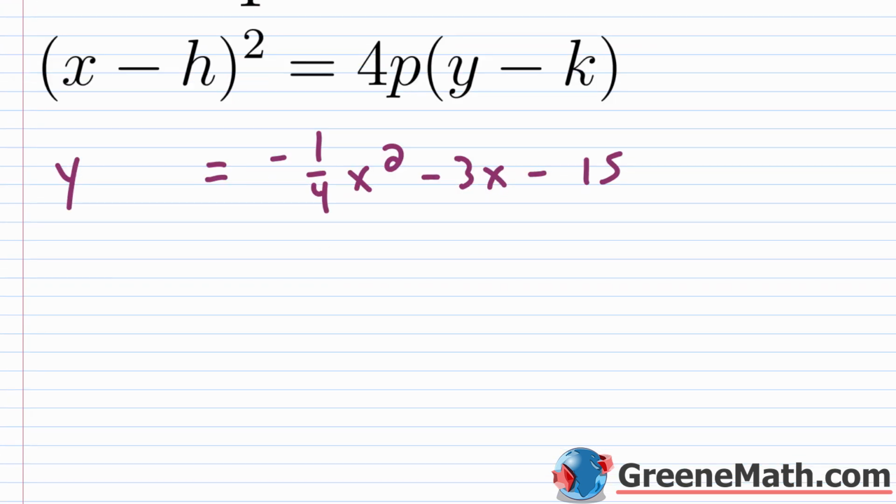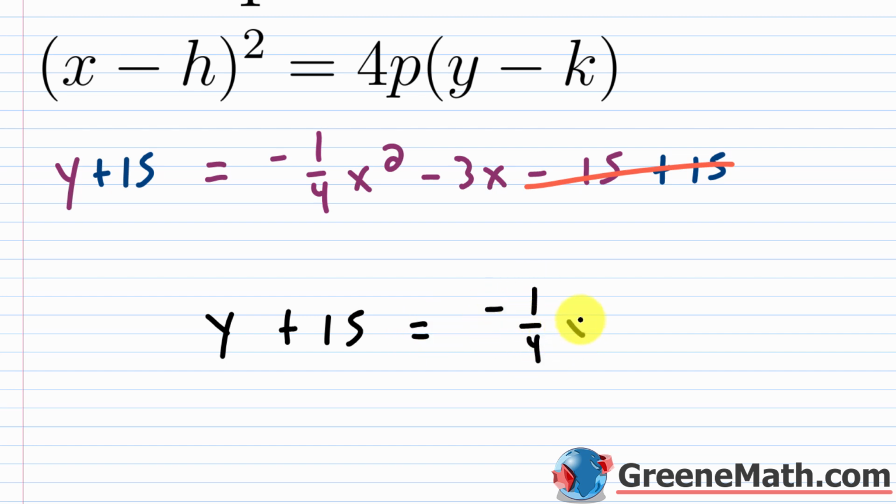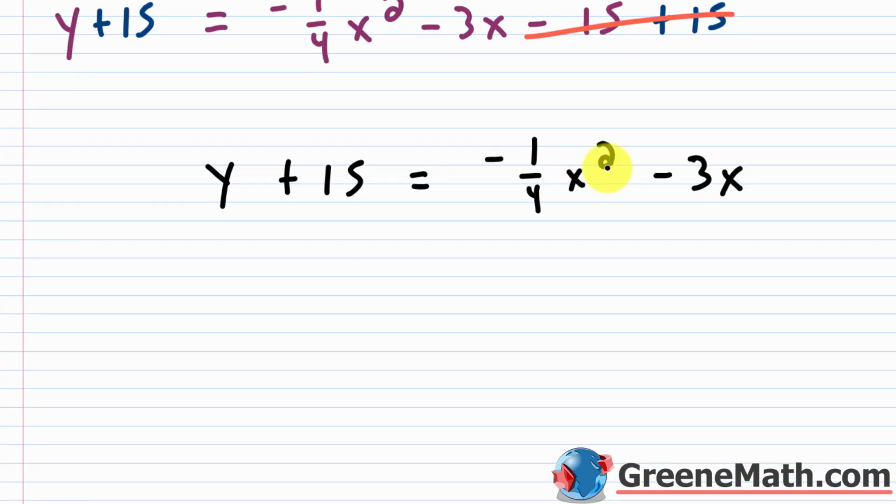So again, I want to end up with this quantity x minus h squared on the left. So I'm going to need to complete the square. So I'm going to keep all the terms with an x involved on one side, move everything else to the other. So let's add 15 to both sides of the equation. So this is going to cancel. So I'm going to say that we have y plus 15 is equal to -1/4 x squared and then minus 3x. Now I want the coefficient of x squared to be 1. Right now it's -1/4. So to fix that, I can multiply both sides of the equation by -4.